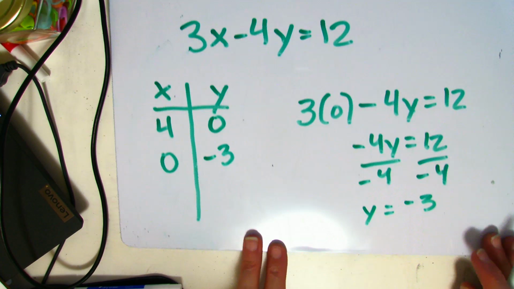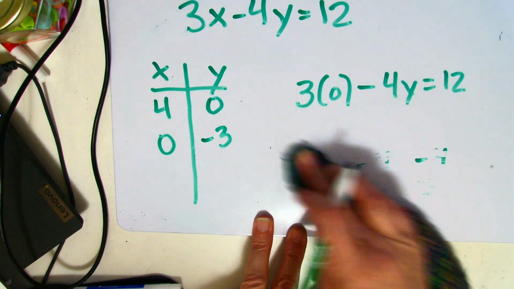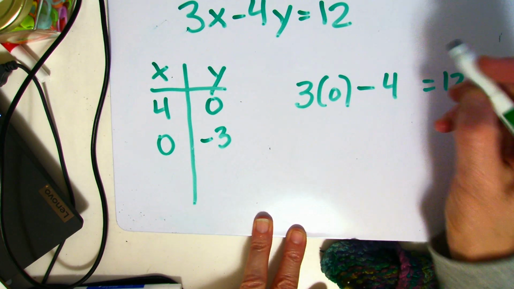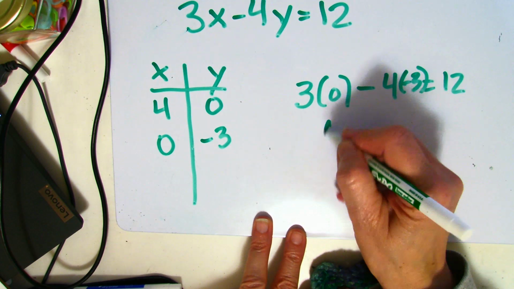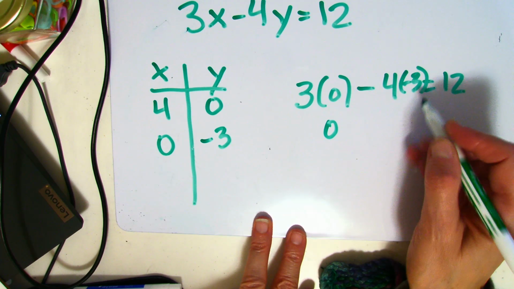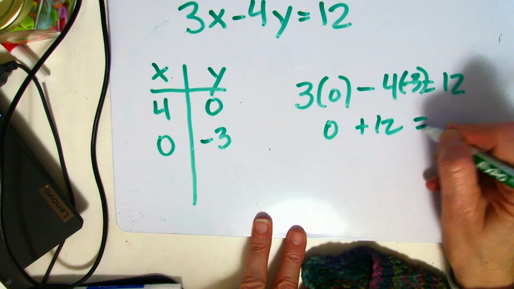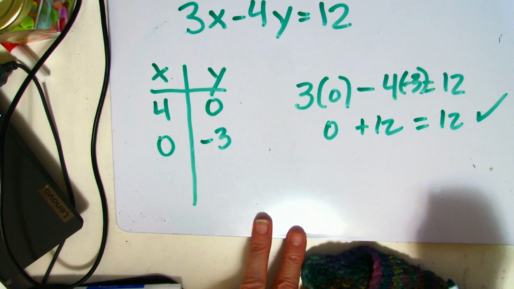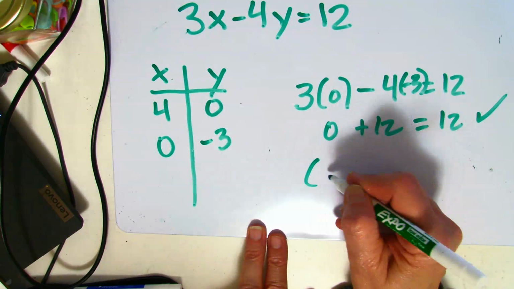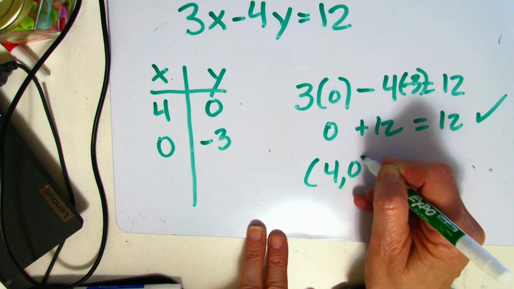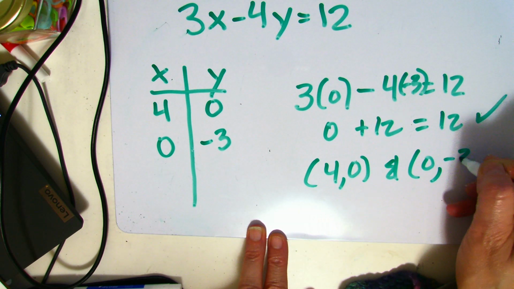If I wanted to double check that, if I plugged in negative 3 for the y, this will be 0, and a negative times a negative is a positive, so that'll be plus 12. And yes, that is correct. Now I've created two coordinate points, (4, 0) and (0, negative 3).